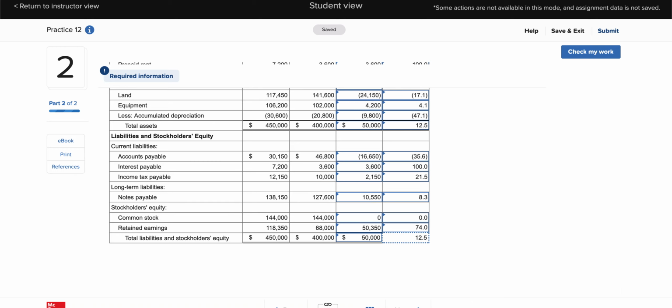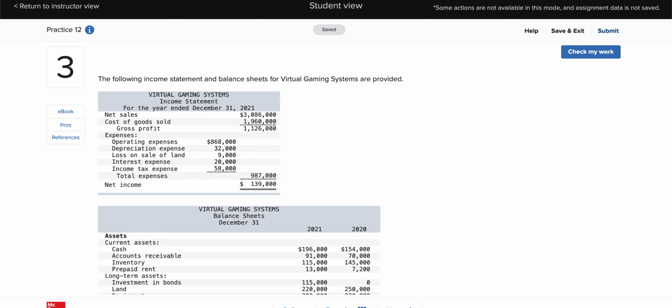Question 3. This question has us, as well as chapter 4, we're going to continue this with question 4. We will continue this same problem. 3 and 4 deal with the same company, virtual gaming systems. And we're just going to take a look at all the different ratios that we have available to help us analyze how the company is performing.